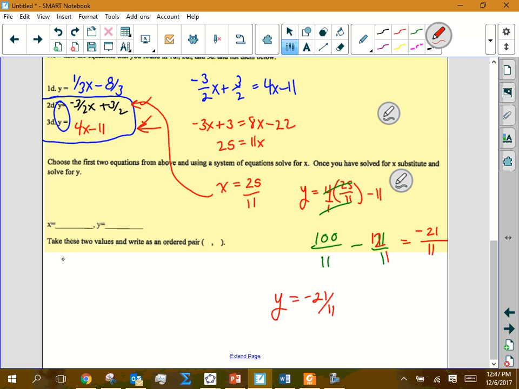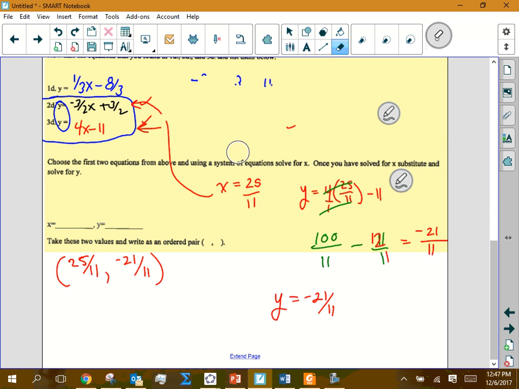Okay? So our ordered pair, our solution, the whole reason for doing this problem is to find this ordered pair of 25 elevenths comma negative 21 elevenths. Okay? You have the ability to check this. Even if we don't use technology, we should be able to realize, and I'll do this real quick for us. Let's say that I wanted to check this thing.